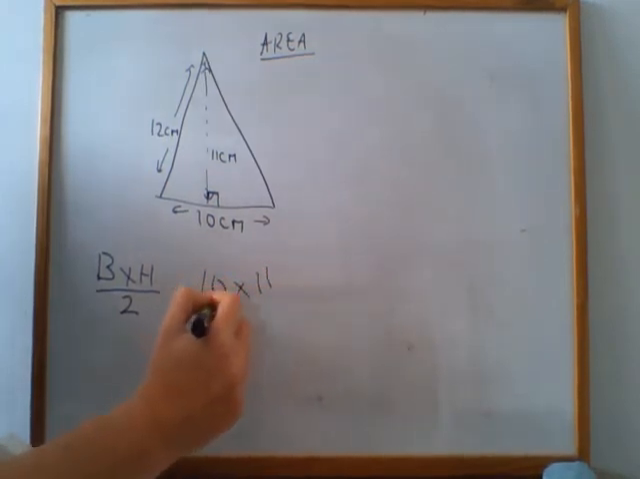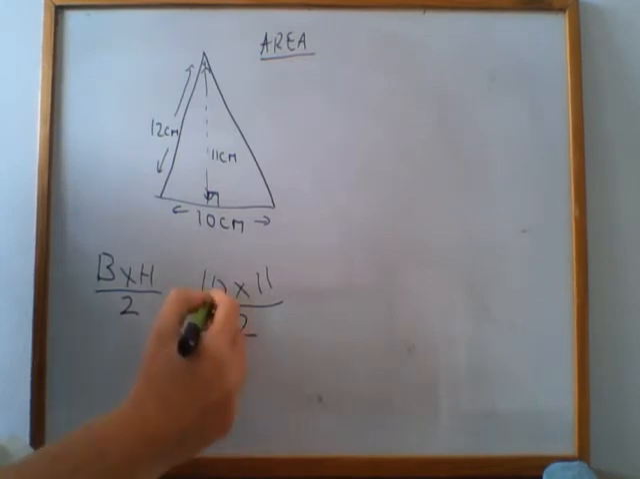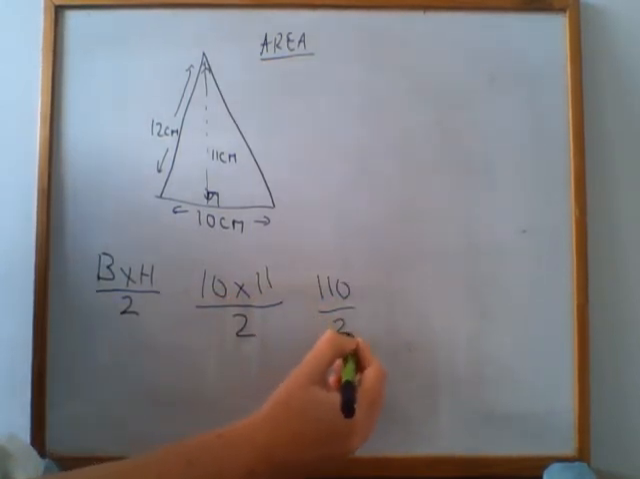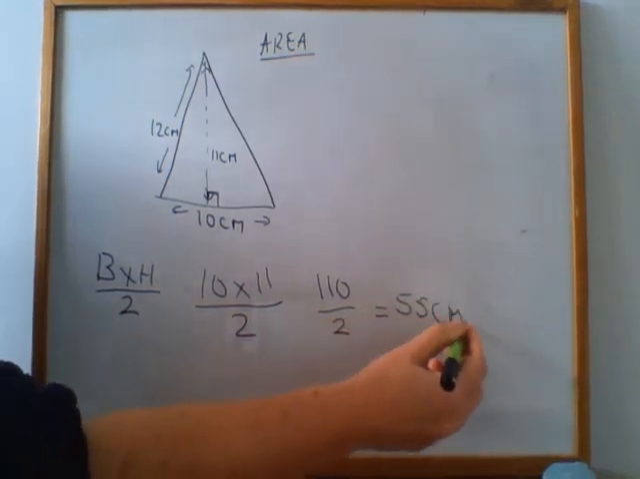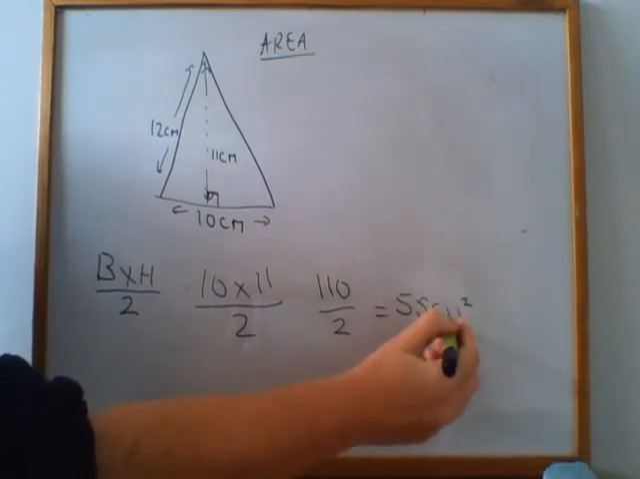So 10 times 11 divided by 2. I've put my numbers in and then I can work it out. So 10 times 11 is 110 divided by 2. My area would be 55 centimetres squared, because it's area, centimetres squared.